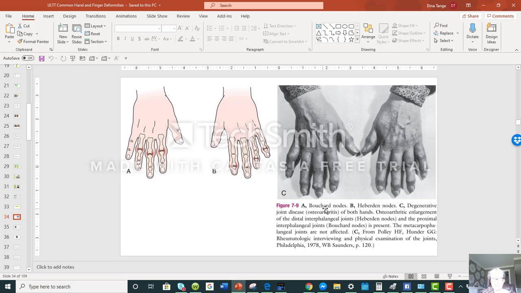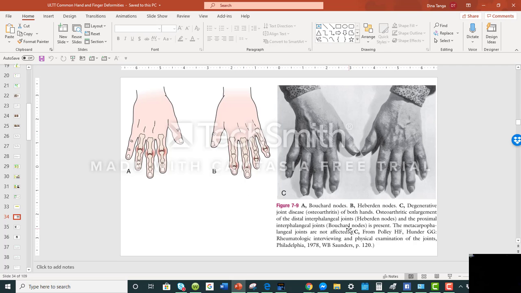Here are the nodes over here. Different nodes, Bouchard and Heberden nodes. Notice that they're at different parts of the digits. So you have the metacarpal and the proximal phalange. And here it's in between two phalanges, the proximal and the distal phalange.